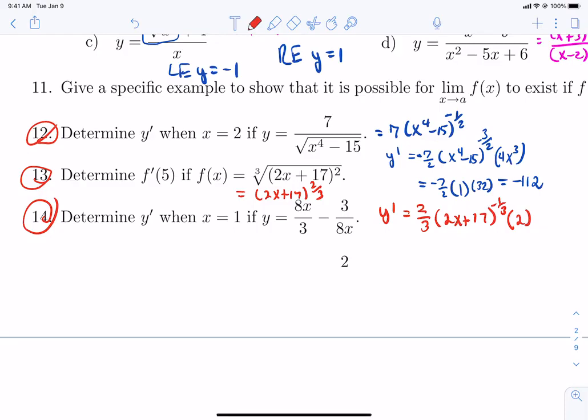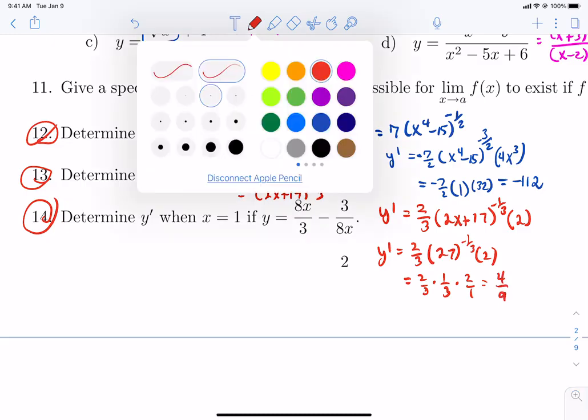Now we have to plug in 5. So that's 10 plus 17, which is 27. Now, a 1/3 power means a cube root. So the cube root of 27 is 3. What the negative does is it flips it and makes it 1/3. So this really becomes 2/3 times 1/3 times 2, which is 4/9. So the answer to 13 is 4/9.